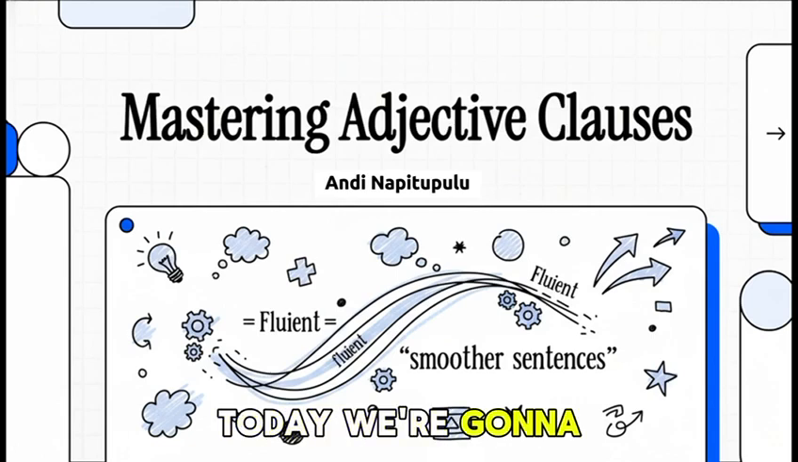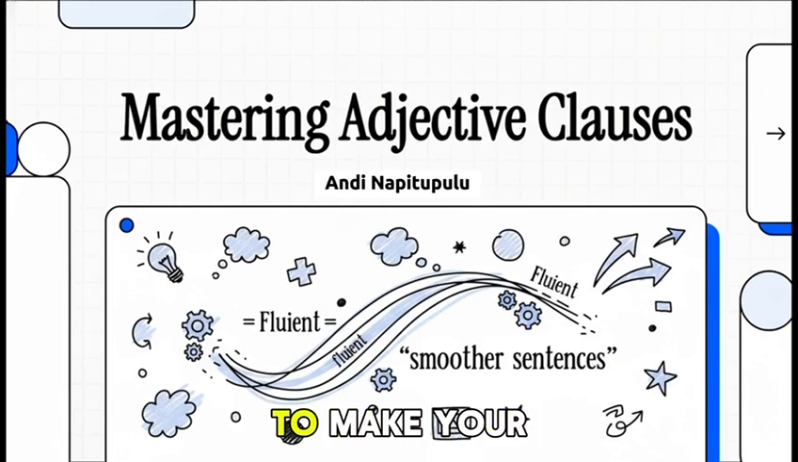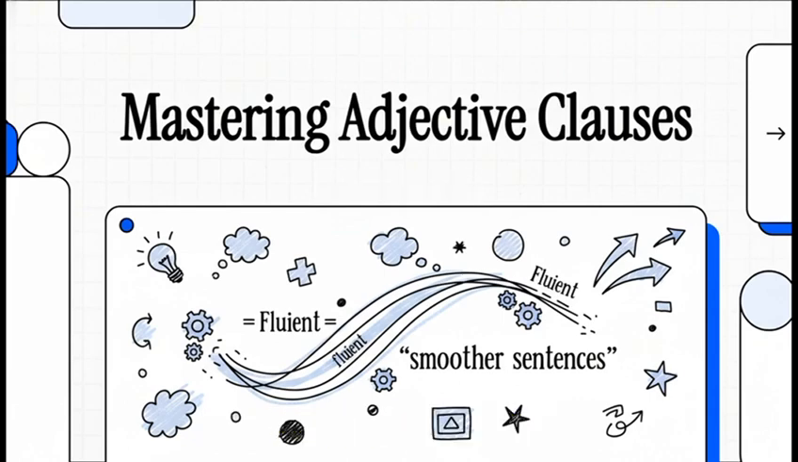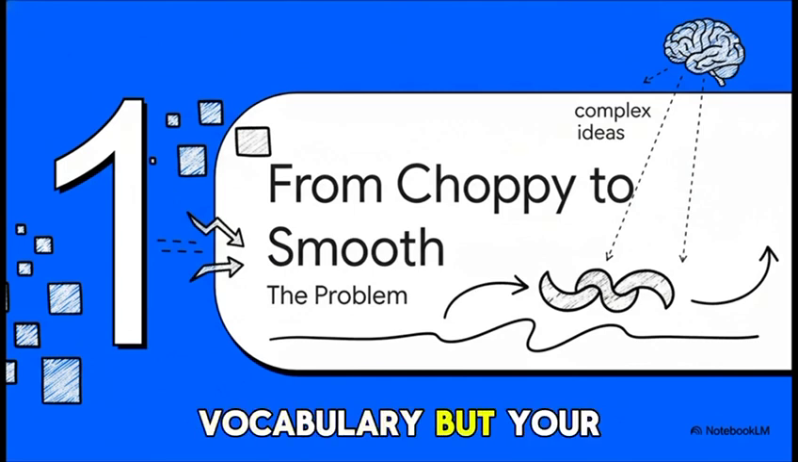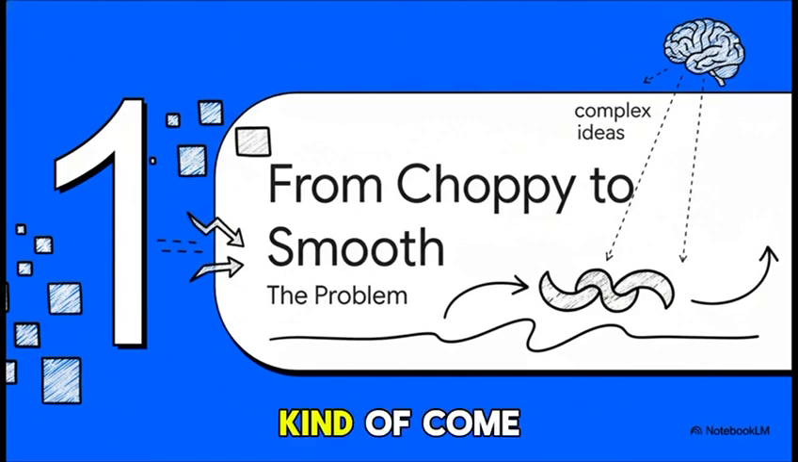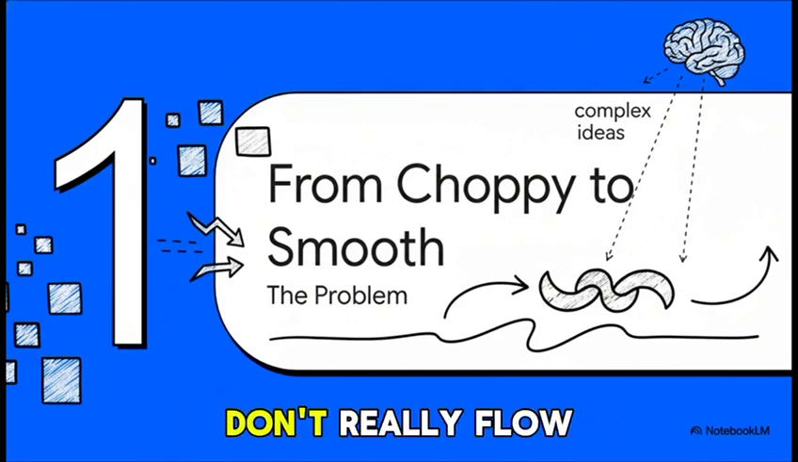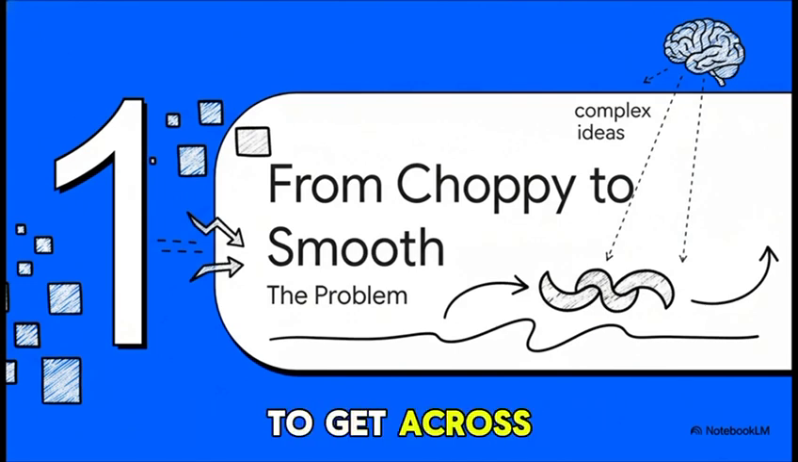Today we're going to unlock a really powerful technique to make your writing and speaking sound instantly more fluent and sophisticated. So let's talk about a super common hurdle for English learners. You know the words, you've got the vocabulary, but your sentences just kind of come out short and repetitive. You end up with these simple little statements that don't really flow, and it's tough to get across the complex ideas you actually have in your head.